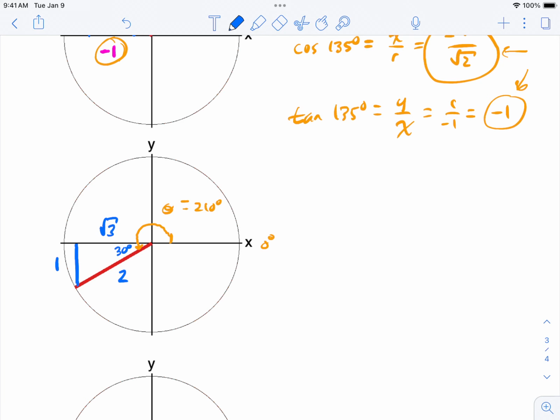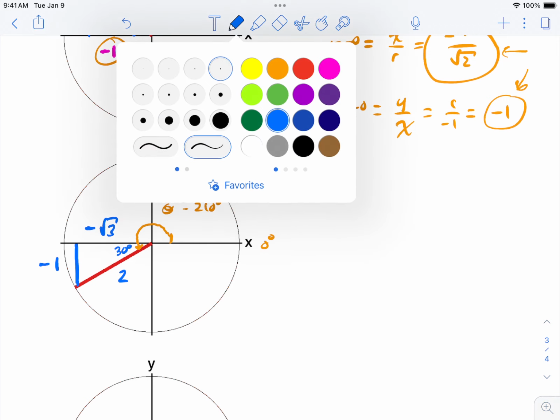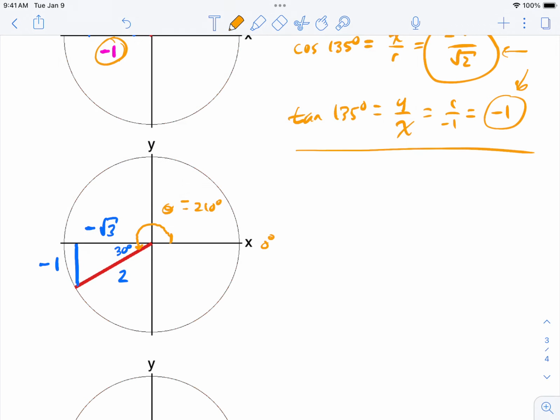And then I worry about, well, which one of these things is negative? So remember, r is never ever negative, but this is a negative x-coordinate for sure, and actually this is a negative y-coordinate as well. So both our x and y's are negative. We still define the trig functions in pretty much the same way. The sine of 210 degrees, you take y over r, which would be negative 1 over 2. So the sine is negative half.